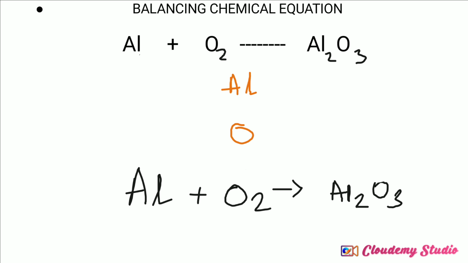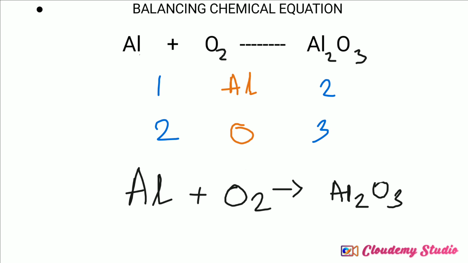Now let's check at the left hand side how many atoms of aluminium. Only one atom is there at the left hand side. At the right hand side, how many aluminum atoms are there? Two aluminum atoms, because the subscript 2 is there for aluminum. Oxygen at the left hand side, two atoms. Oxygen at the right hand side, three atoms.